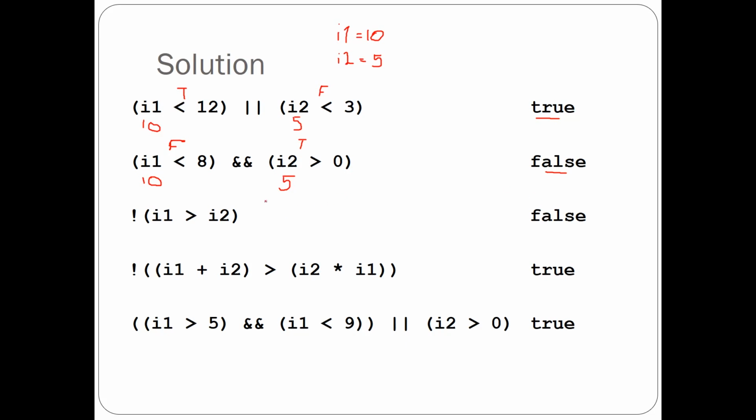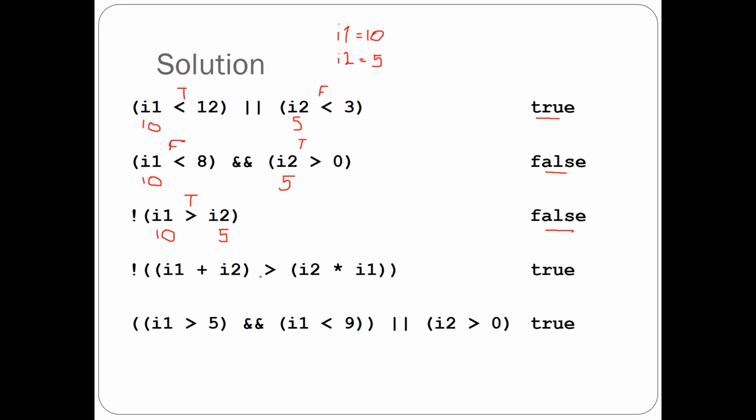In the next one, let's transpose the values again. I1 is 10, I2 is 5. Is 10 greater than 5? Well, we know it is. But we have a NOT, and the NOT of a true is false.